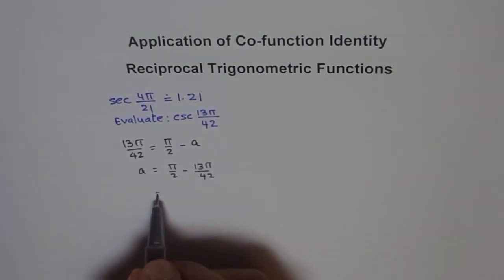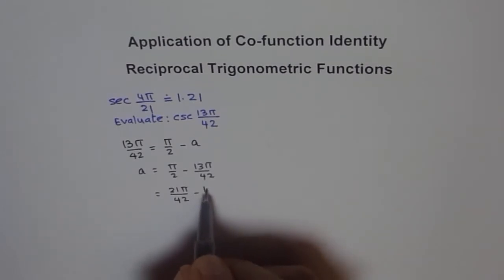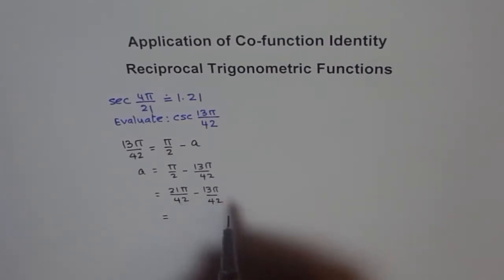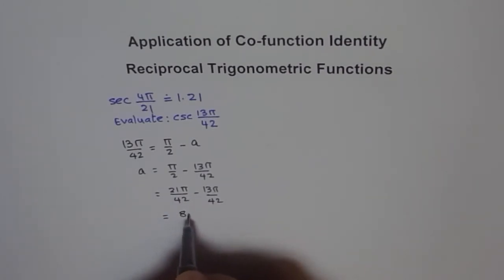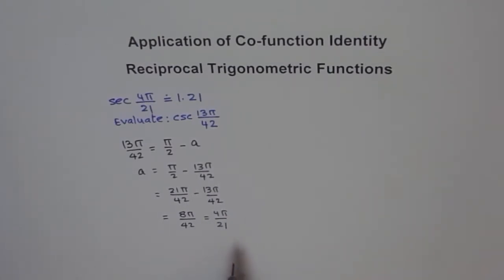Now to make common denominator, I need to multiply this by 21. So I get 21 pi over 42 minus 13 pi over 42. And 21 minus 13 gives me what? 8. 20 minus 13 is 7 and 1 more. So we get 8 pi by 42. Now this can be simplified. You can divide both by 2 and so you get 4 pi by 21. So 13 pi by 42 is pi by 2 minus 4 pi by 21.